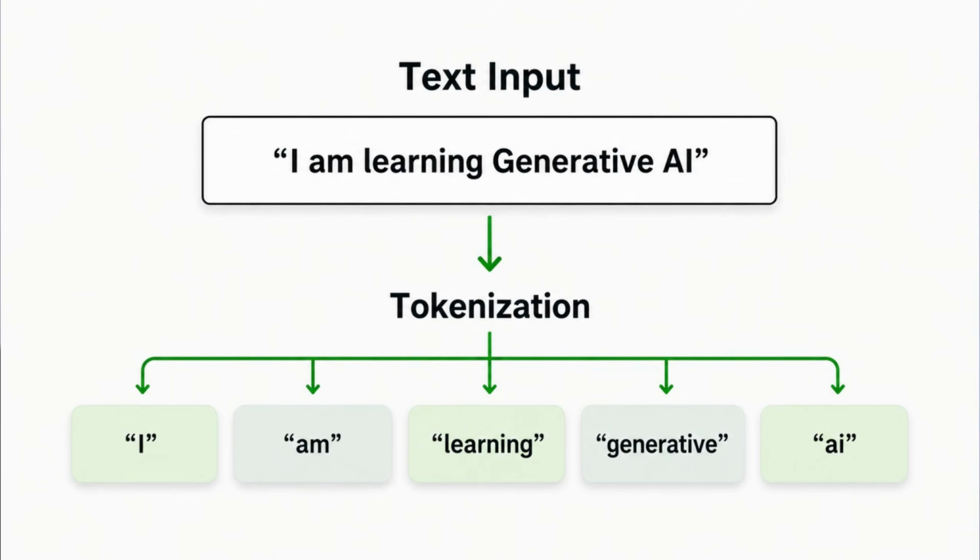And now, what is a token? A token can be a word, part of a word, or even punctuation. This sounds simple, but when the model is trained at a very large scale, it becomes extremely powerful. It can answer questions, explain topics, write content, or generate code for you.